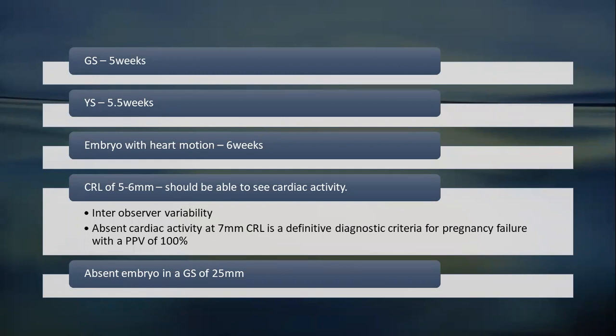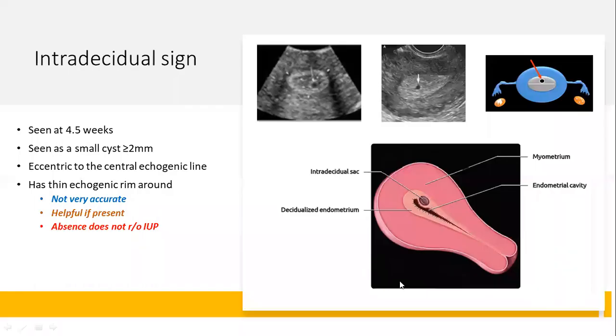And if we have an absent embryo in a gestational sac of 25 millimeters, we then call this an early pregnancy failure. But don't worry about this, we are going to look into it in detail. The first sign that we see on ultrasound is what we call an intradecidual sign. This is seen at approximately 4.5 weeks.